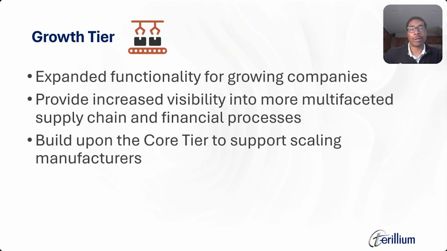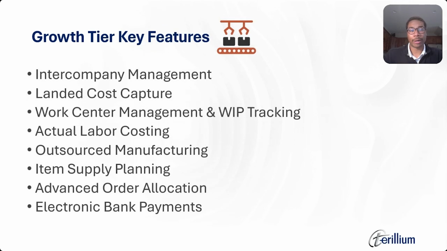So the next level of Manufacturing Right is the growth tier. The growth tier is designed for companies who need more expanded functionality as they continue to scale their operations. Such companies need increased visibility into some of those more multifaceted supply chain and financial processes. The growth tier builds upon the main functions of the core tier with some additional features.